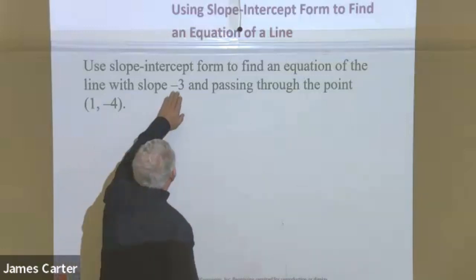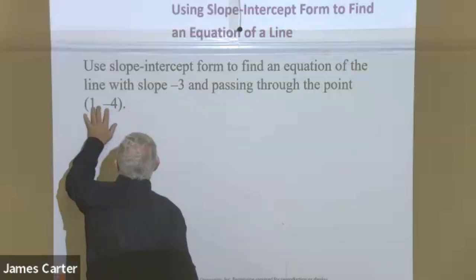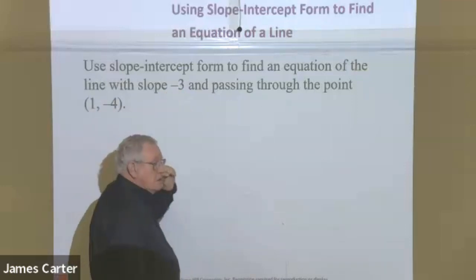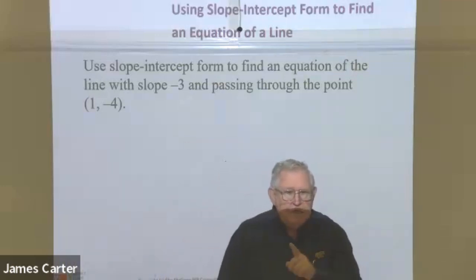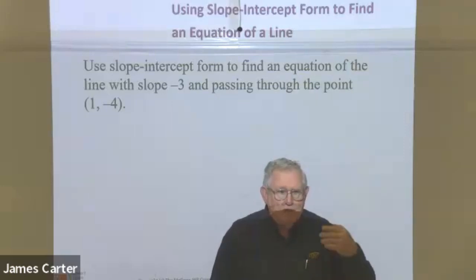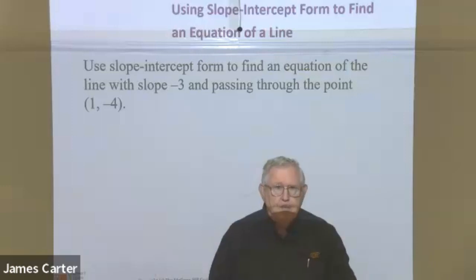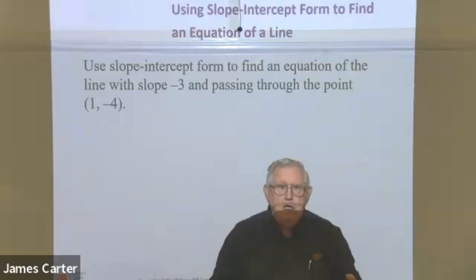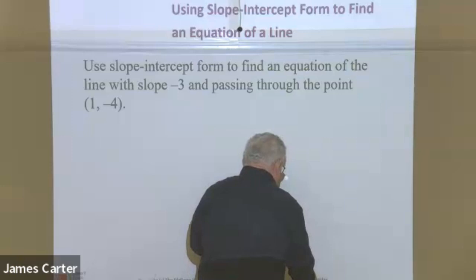In this problem, we are given the slope m, and we are given a single point. Now, furthermore, anytime that a test problem starts off, find the equation of the line, if we're talking about linear equations, you're going to use ultimately this point slope formula. What is the point slope formula?